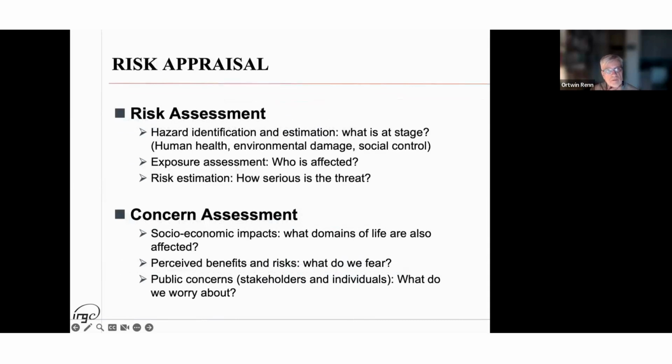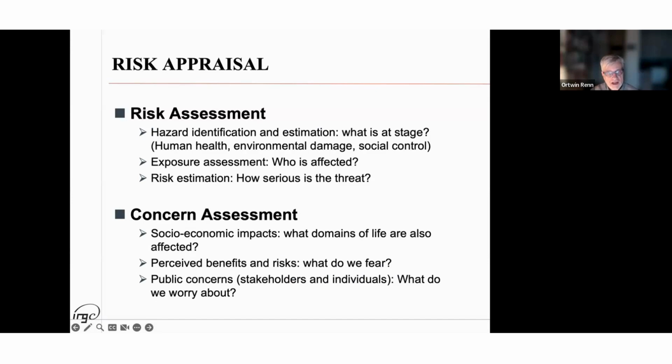When we talk about risk appraisal, we use the word appraisal, not assessment here, because we have two types of assessment in the IRGC model. One is risk assessment, which we all know about. We identify the hazard, we identify and estimate what is at stake and who is potentially exposed. Then we try to find out the exposure assessment: who is affected to what degree. And then we have a dose-response model or cause-effect model, which then gives out the risk estimation over time and for a specific population.